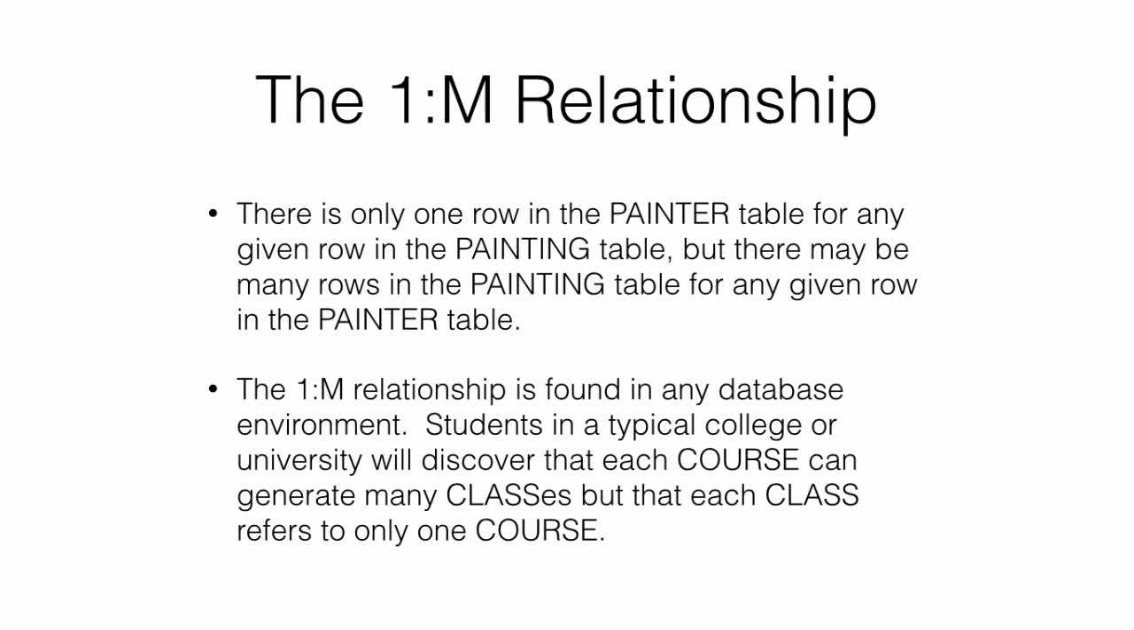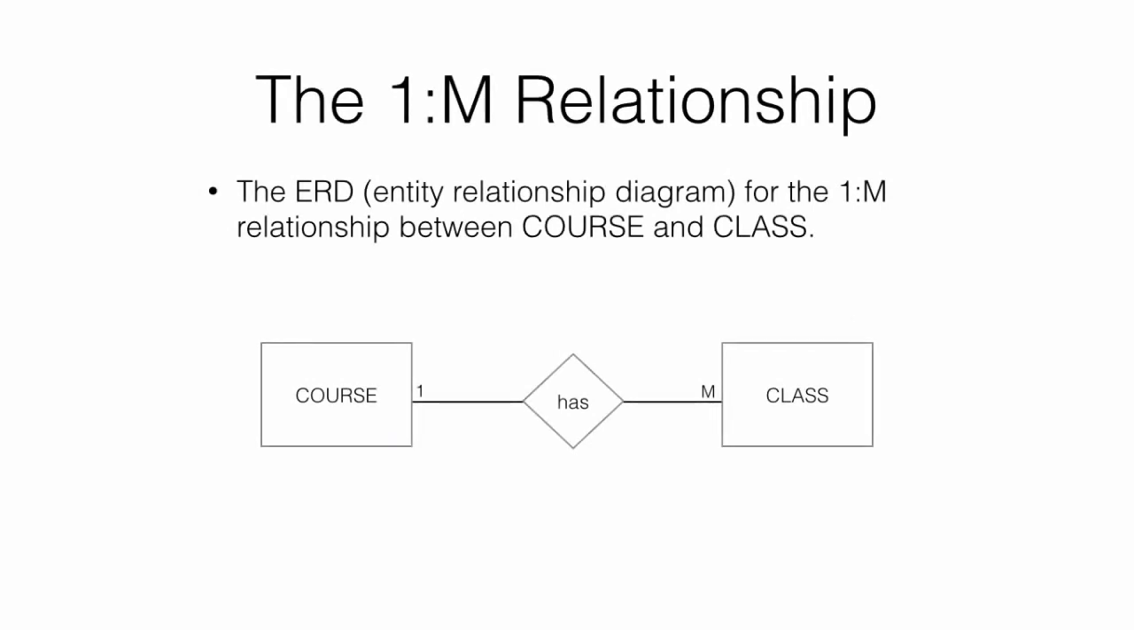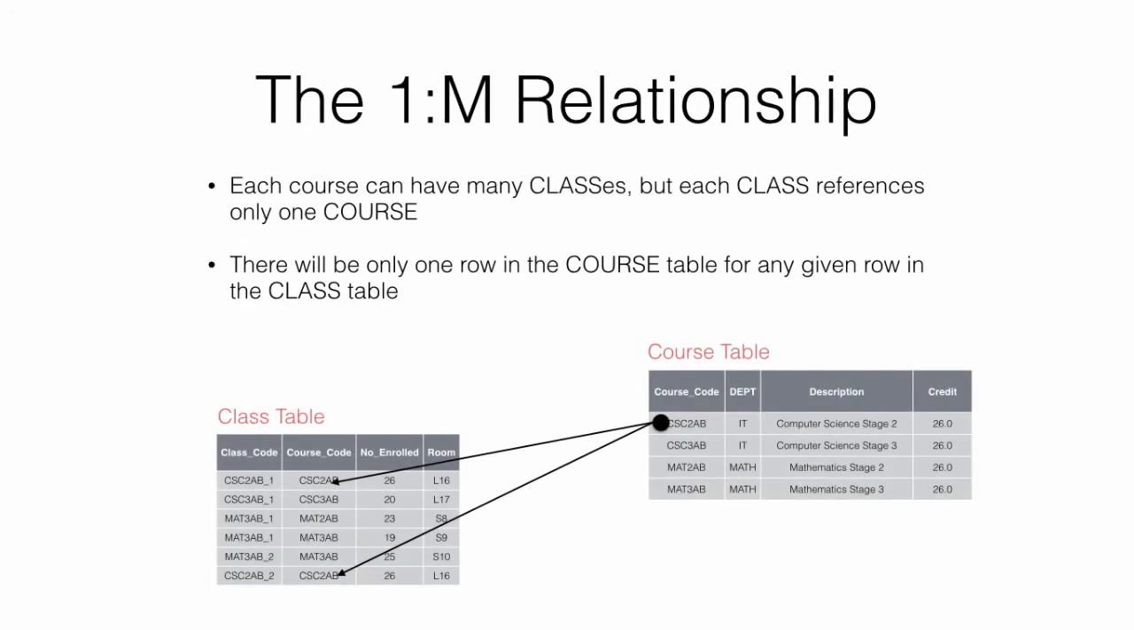Students in a typical college or university will discover that each course can generate many classes, but that each class may refer to only one course. The entity relationship diagram below illustrates the one-to-many relationship between courses and classes. Each course can have many classes, but each class references only one course. So in the table you can see that there is only one row in the course table for any given row in the classes table.